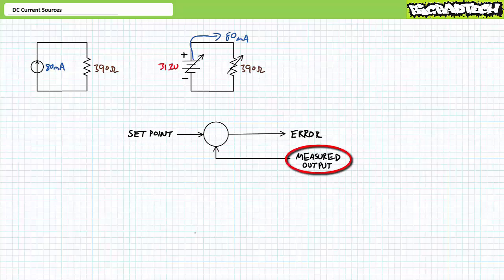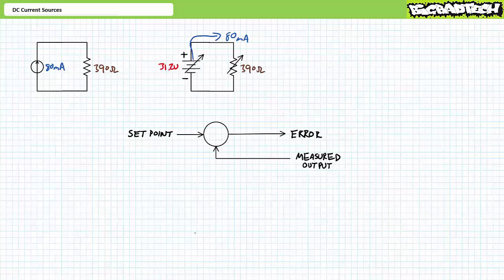In this case, an ammeter could be used to measure actual current produced by the source. The controller continually compares the desired set point with the actual output of the system. If there's a difference between the desired output and the actual output, there's an error, and the polarity and magnitude of the error represents by how much the system must increase or decrease its output to achieve the desired set point. Consider the inner workings of the current source supplying 80 milliamperes to a 390 ohm resistor.